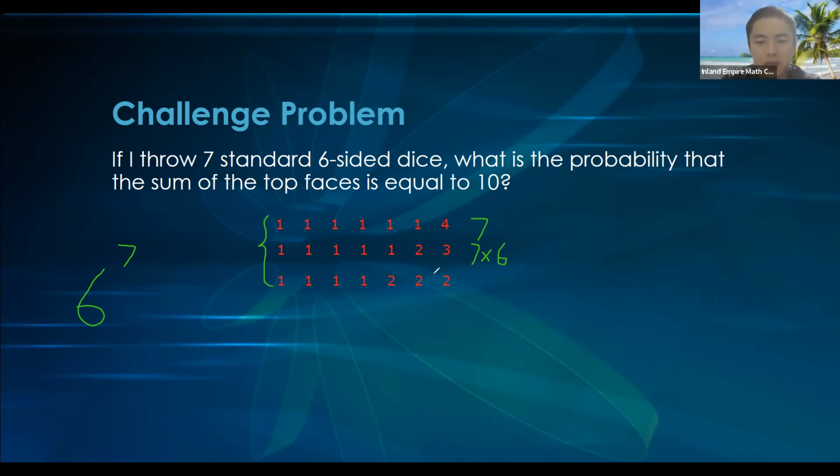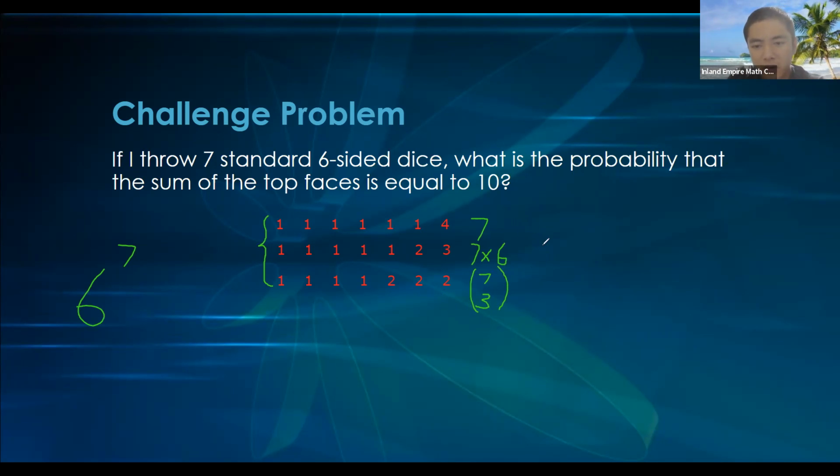Finally, the last one, 2. In this case, you have to do a little fancy combinations, but it's just 7 choose something, right? You're choosing 3 spots out of 7 to give it to 2. So it's a super easy concept. All right, so let's add this up, shall we?